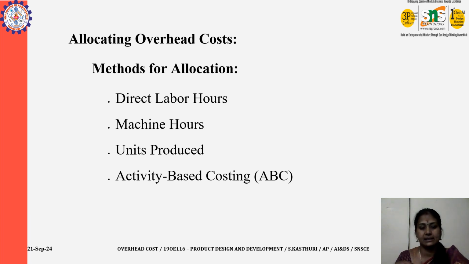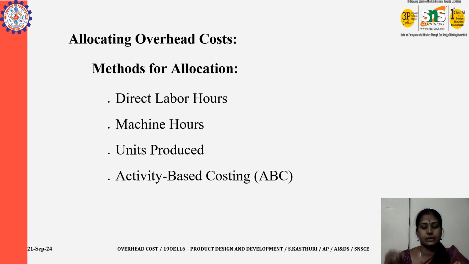Here comes direct labor hours. Allocate overhead based on the number of hours spent on production by workers. This is commonly used for labor intensive products. Next one is machine hours. Allocate overhead costs based on machine usage, such as the number of hours a machine is running. This is typically used in manufacturing processes that are machine intensive.